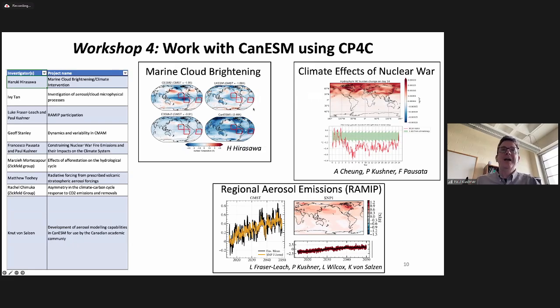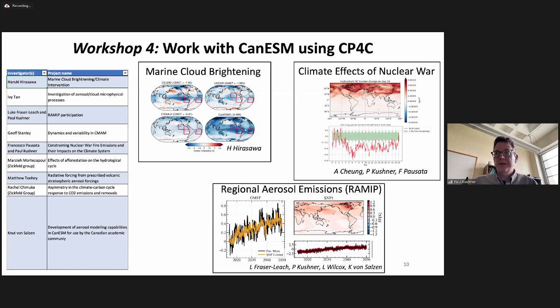Haruki Hirasawa has been using CanESM to study marine cloud brightening. Here's the response to marine cloud brightening with CanESM and a few other models. In my group, Anson Chung with Francesco Passata has been looking at the climate effects of nuclear war. And also in my group, Luke Fraser-Leach has been looking at the effects of regional forcing of anthropogenic aerosols within the regional aerosol model intercomparison project. And this is all just preliminary work going on right now.